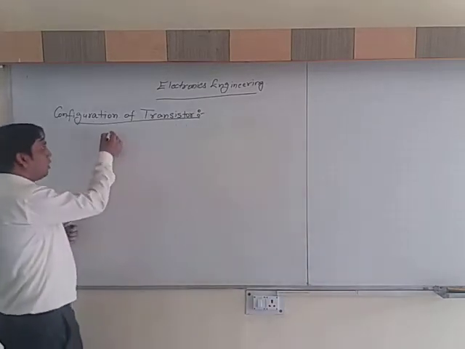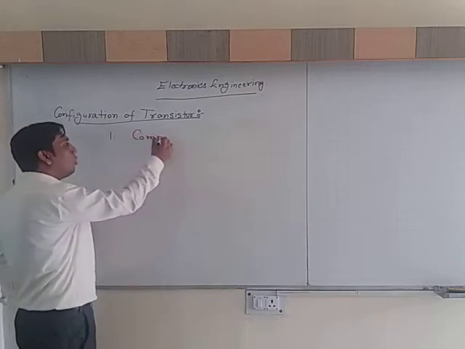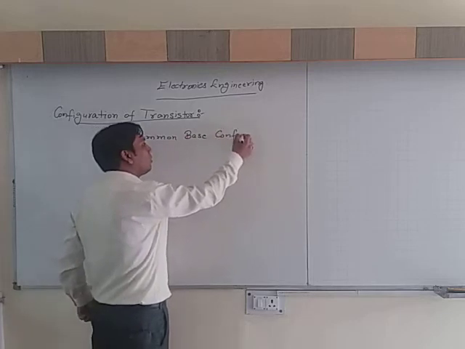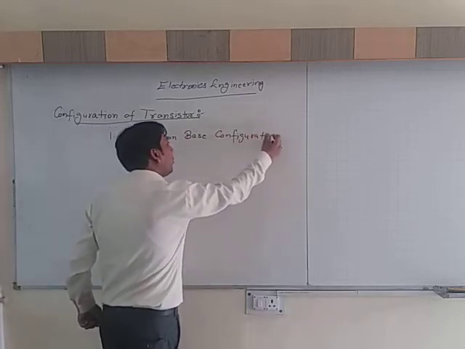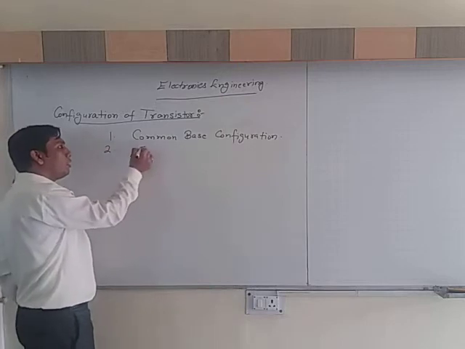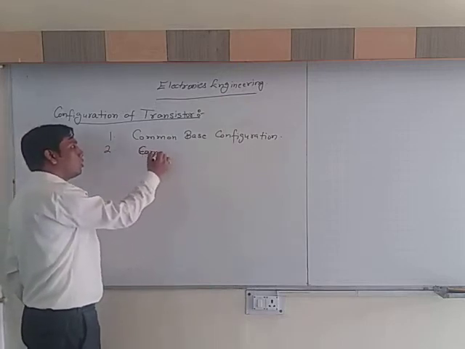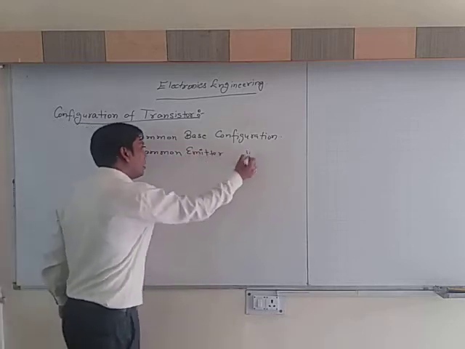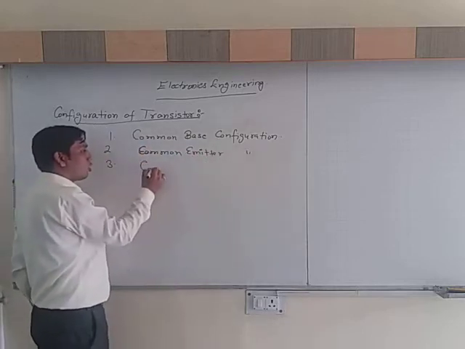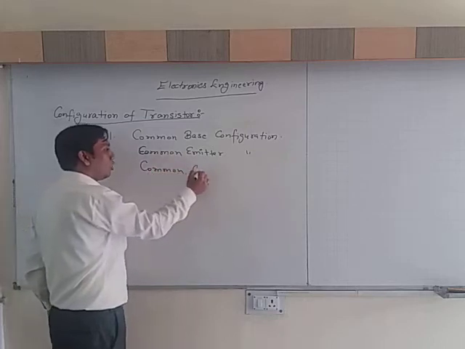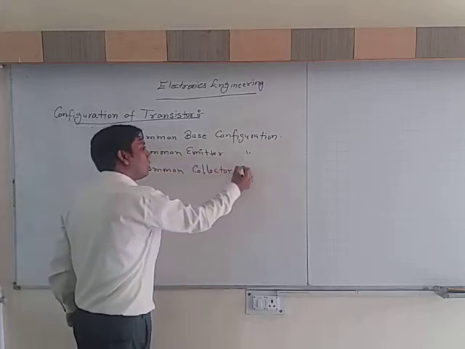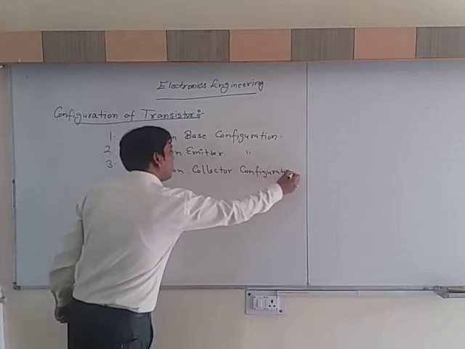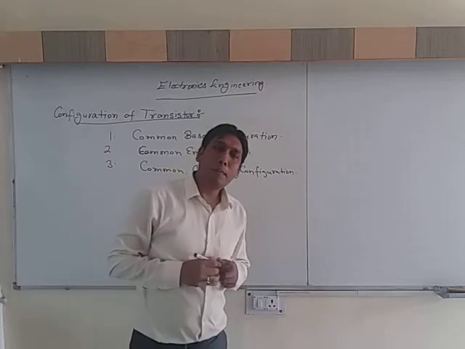Number one, common base configuration. Second one is common emitter configuration. And third one is common collector configuration. So what are these three?